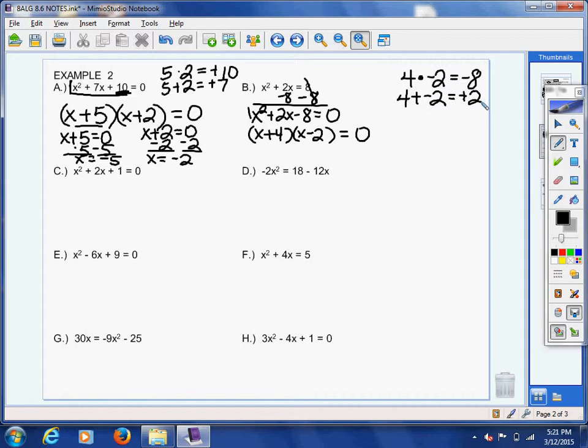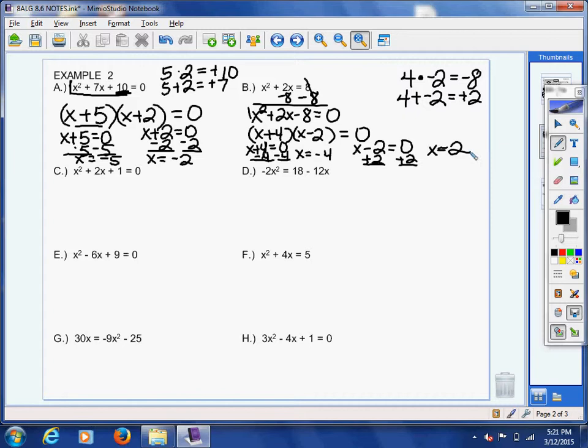And now we just have to figure out what in the world our zeros are. We have it factored, now we can tell. So we have x plus 4 equals 0. If you need that one-step equation, take away 4, and you'll have x equals negative 4, and do the same thing with x minus 2. Add 2 to each side, and you'll have x equals positive 2.